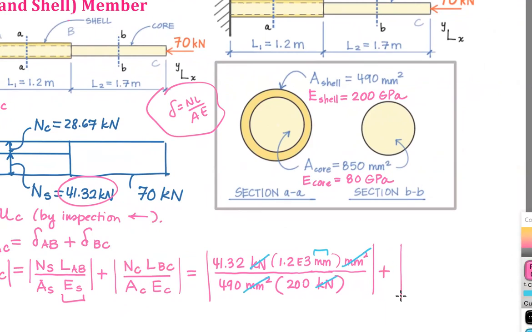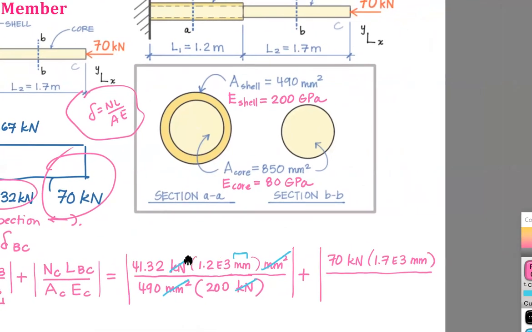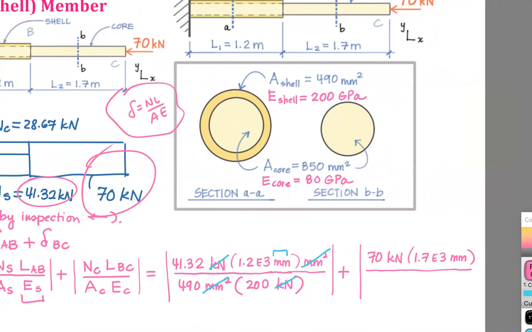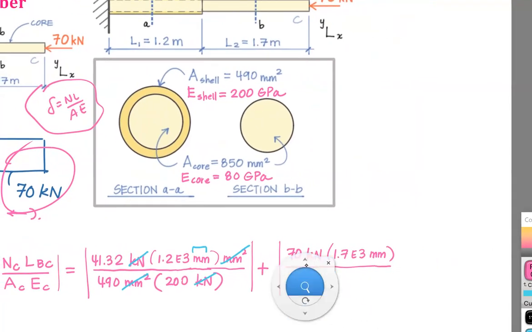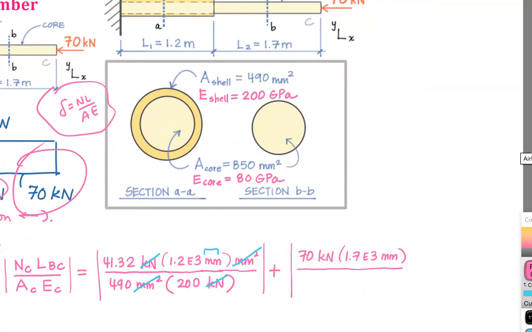Plus open absolute value in the numerator. Now we want all 70 kilonewtons. We need a length of 1.7E3 millimeters. In the denominator, I need more paper for one thing. All right, I got a little more paper. So in the denominator, we're going to put area of the core, that's the 850 millimeters squared, the modulus of the core, that is the 80 gigapascals. A gigapascal is a kilonewton per millimeter squared. End absolute value.